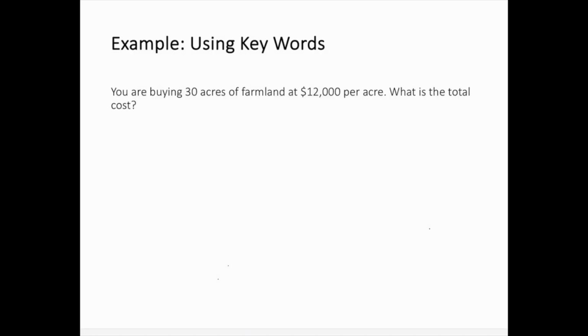So now we're going to go through our first example, and we're going to look for the keywords that help us understand what we need to do. It says, you are buying 30 acres of farmland at $12,000 per acre. What is the total cost?